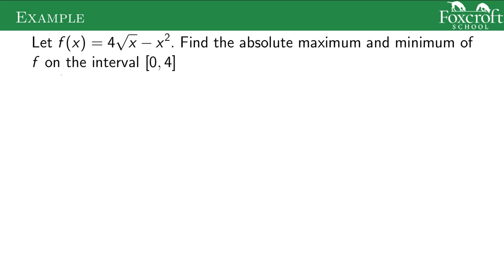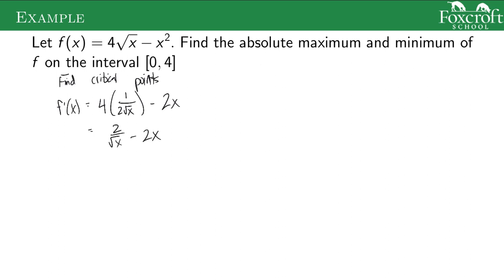So the first thing I'm going to do is find the critical points. To do that, I have to take the derivative. So f prime of x is going to be 4 times the derivative of the square root of x, which is 1 over 2 square root of x, minus the derivative of x squared, which is 2x. If I simplify a bit, the 4 and the 2 give 2 over the square root of x, minus 2x. So that is our derivative.